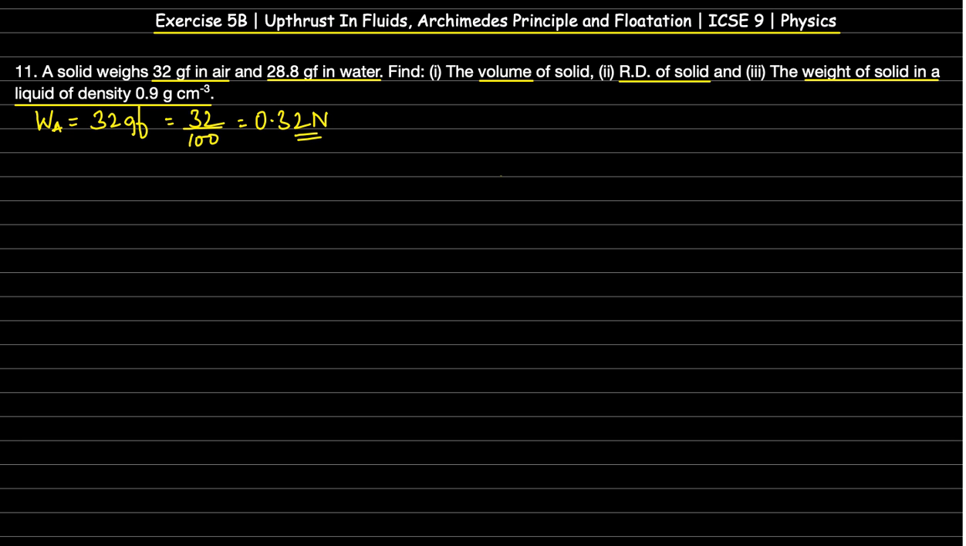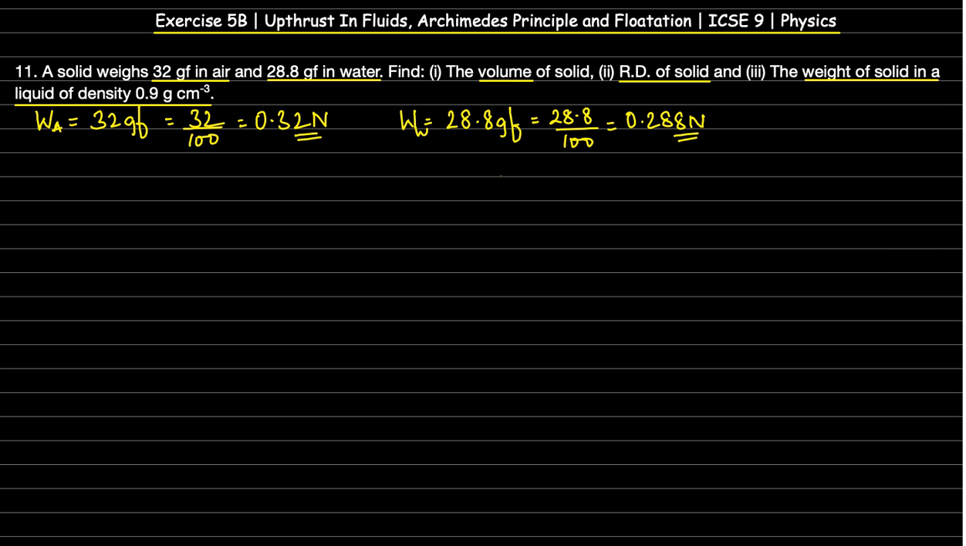Weight in water. So weight in water is again given in gram force. So that is 28.8 gram force. When we convert it to newton, again we divide by 100. So 28.8 divided by 100. So that is 0.288 newtons. So we have got weight in water as 0.288 newtons.